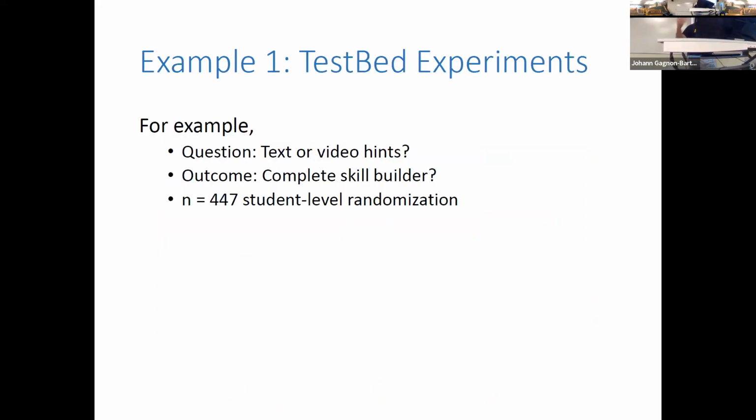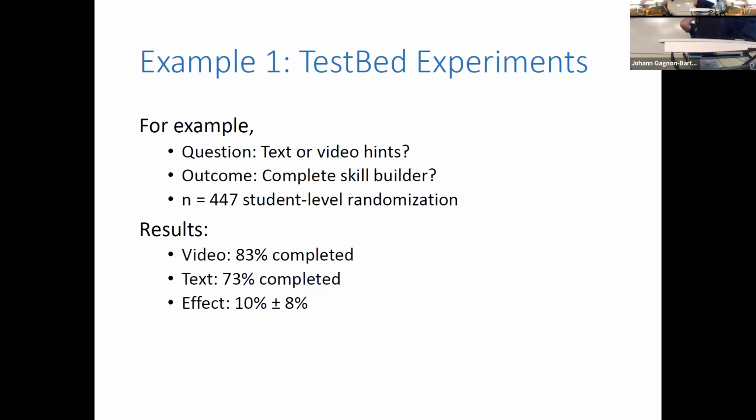One example would be, if a student gets stuck and I want to give them a hint, should that hint be a little bit of text to read, or should it be a video? So that's the type of question that gets built into these test bed experiments. And a typical outcome would be, does the student go on to complete that skill builder? In a typical experiment, there will be a few hundred students, and it's student-level randomization.